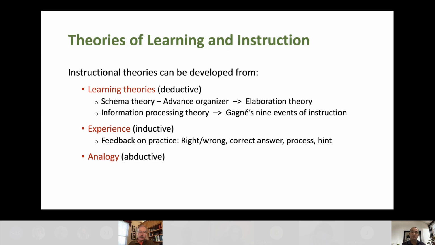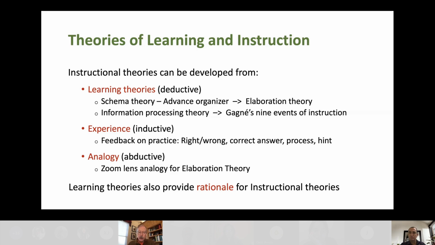Regarding experience, feedback on practice has been developed largely through experience. There are various kinds of feedback on practice. You see 4 of them here. And those methods of providing feedback were all developed through basically trial and error, through experience. With respect to analogy, the zoom lens analogy was one of the powerful bases for developing the elaboration theory.